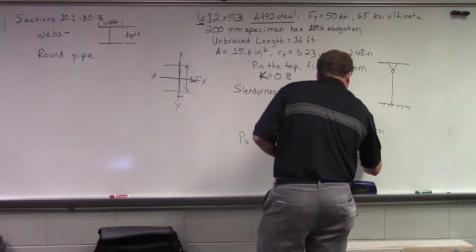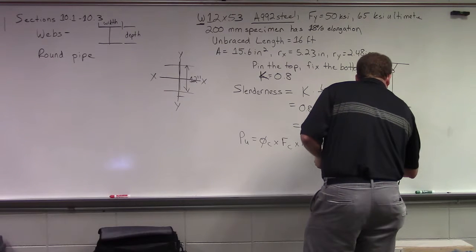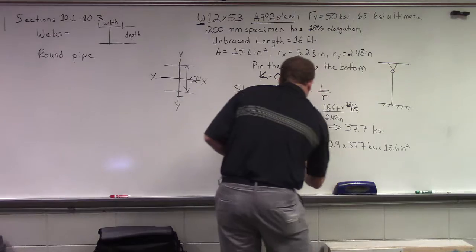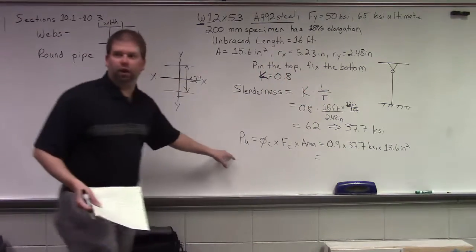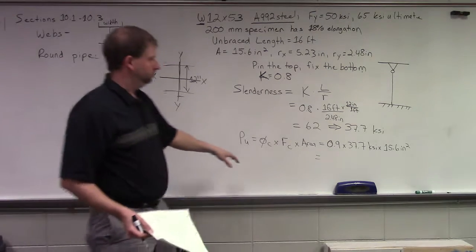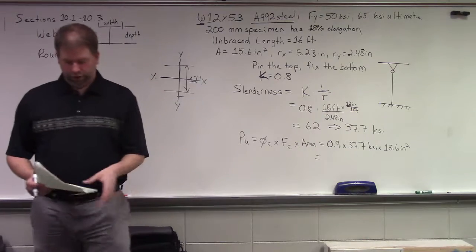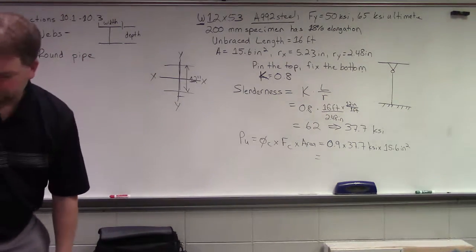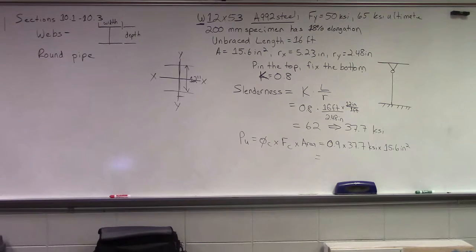So we put that into our ultimate load equation, where we have phi sub c times s sub c times area. Here we have 0.9 times 37.7 times 15.6. Our 37.7 is in KSI, and our 15.6 is in inches squared. That gives 529.6.